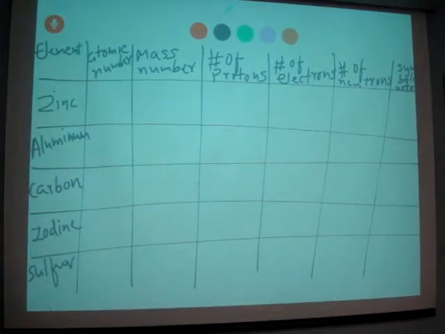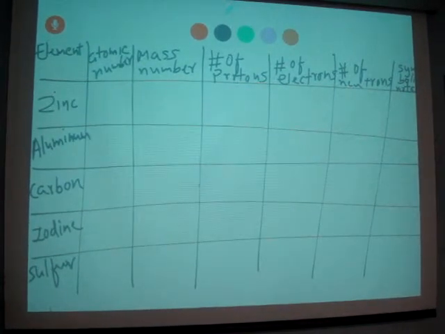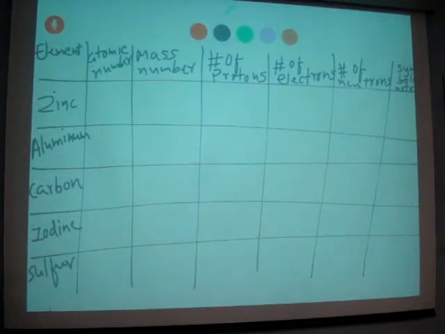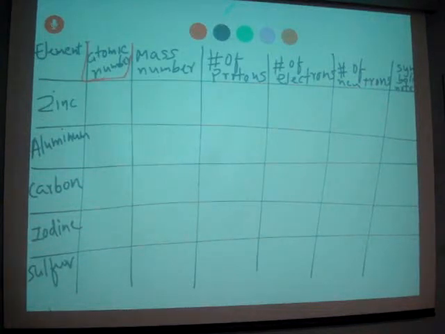Hey, so we are going to start working on a few elements and then we can write their atomic number, mass number, and based on those numbers we will find the number of protons, electrons, neutrons and their symbolic notation.